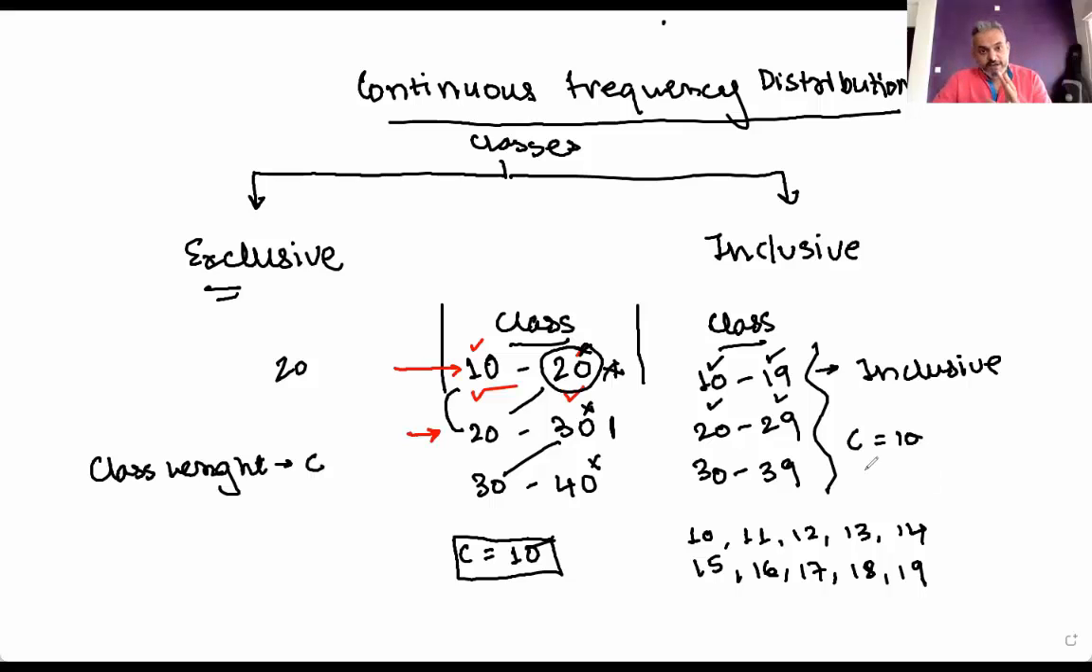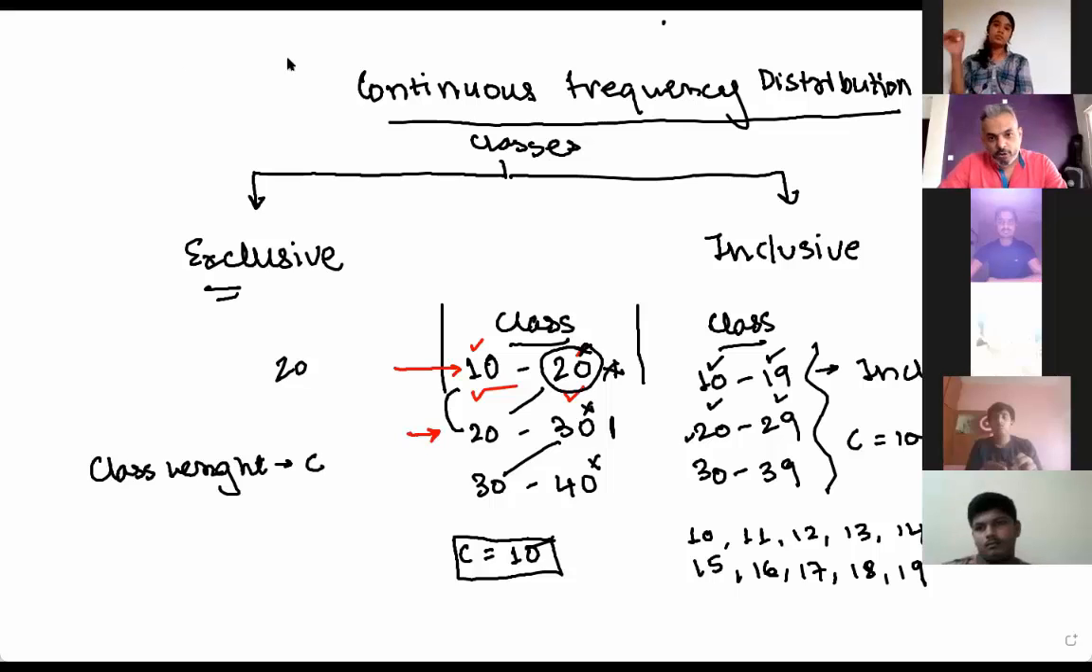The difference is that here 20 is excluded, and here 19 is included in this class, and in the next class 20 is included. So the frequencies and the tally marks are going to remain the same for both. It's just a different kind of presentation. I hope you all are clear with this concept of inclusive and exclusive.